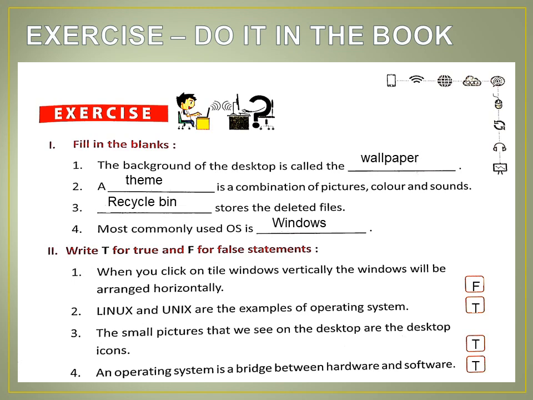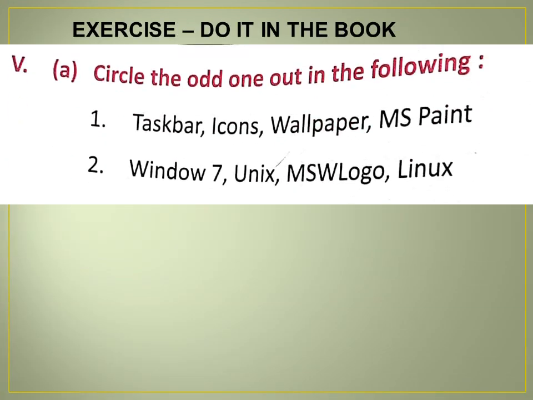Now, the next objective type question is number 3. Circle the odd one out in the following. Number 1 is taskbar, icons, wallpaper, MS Paint. So all these 3 are visible and this is a little bit not visible part of the desktop. And again, this is the app, MS Paint, Microsoft Paint, and all these are the icons that we can see on the desktop.